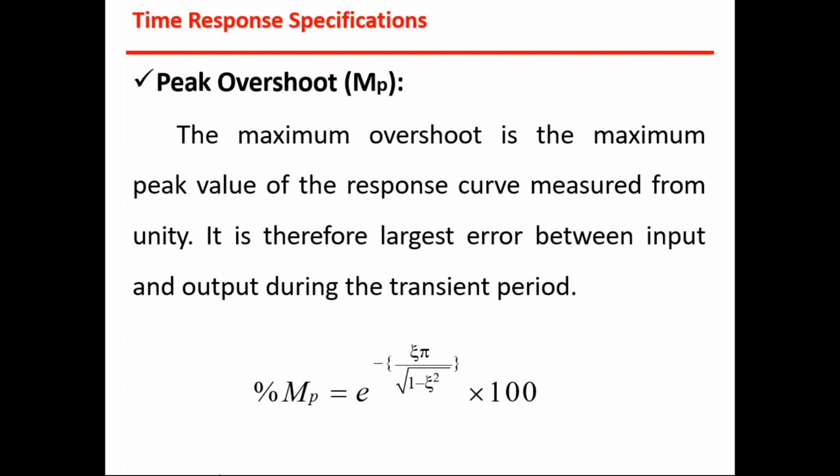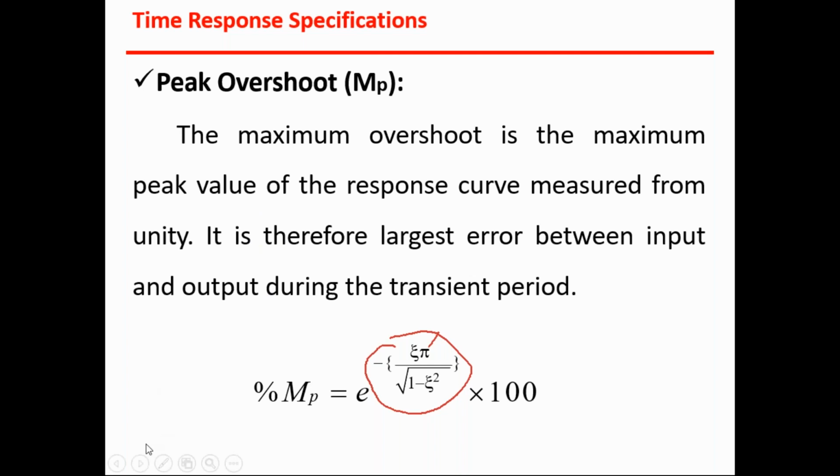So maximum overshoot, peak overshoot, is equal to e to the power of minus zeta pi divided by square root of 1 minus zeta square. Remember this well, many people get confused. This entire term is in the power of e. First you have to find the value of minus zeta pi divided by square root of 1 minus zeta square. While finding this value, keep your calculator in radians mode because pi is in radians. After finding this value, put it as the power, then you get the percentage. So this is the peak overshoot.